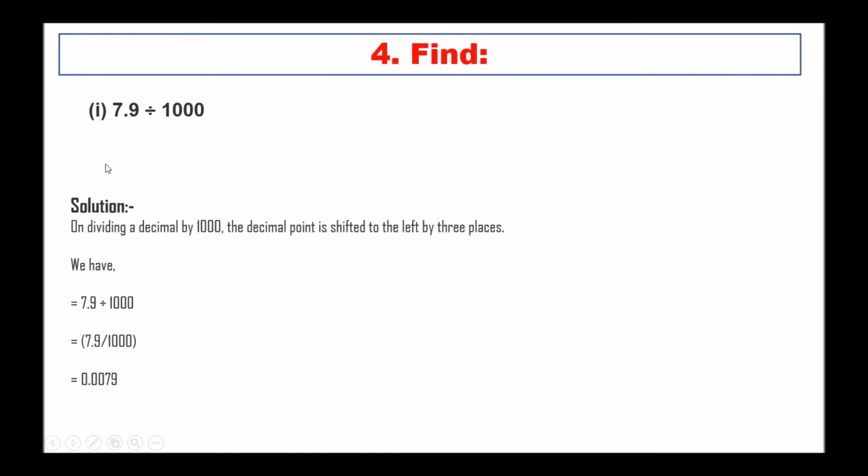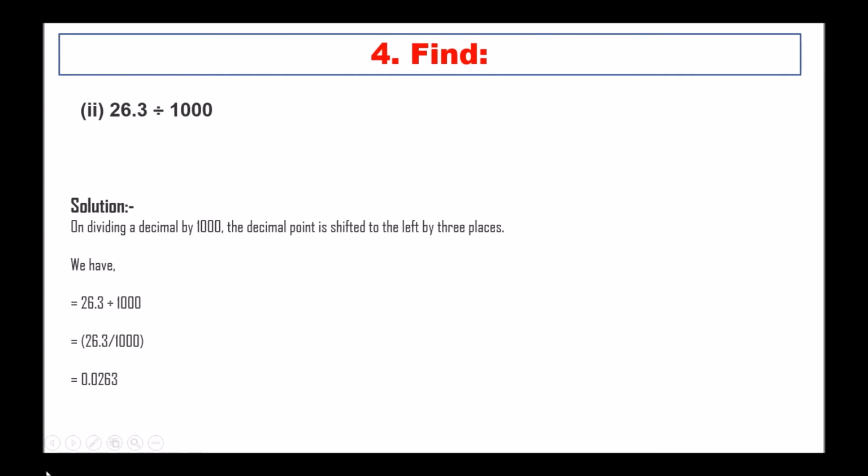Next question is find 7.9 divided by 1000. While dividing by 1000, the decimal point is shifted to the left by 3 places. So here before the decimal there is 1 place. Now we have to shift 3 places, so we will add 2 zeros. So it will become 0.0079.